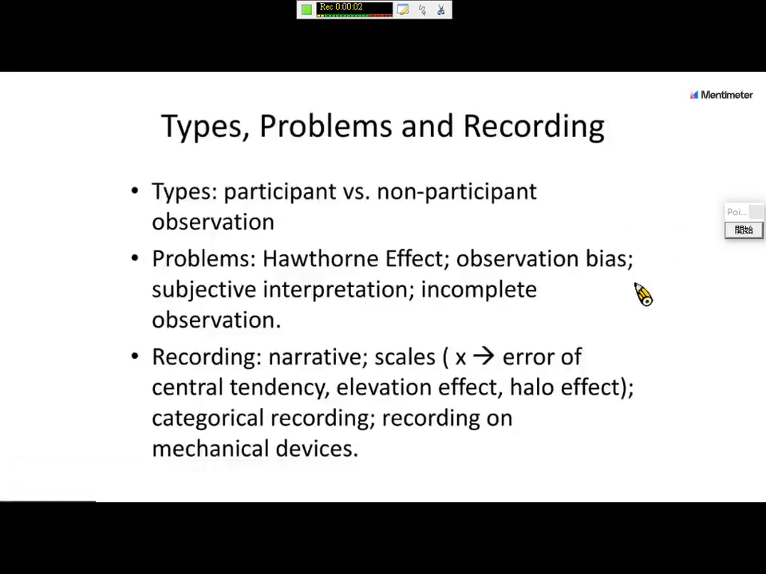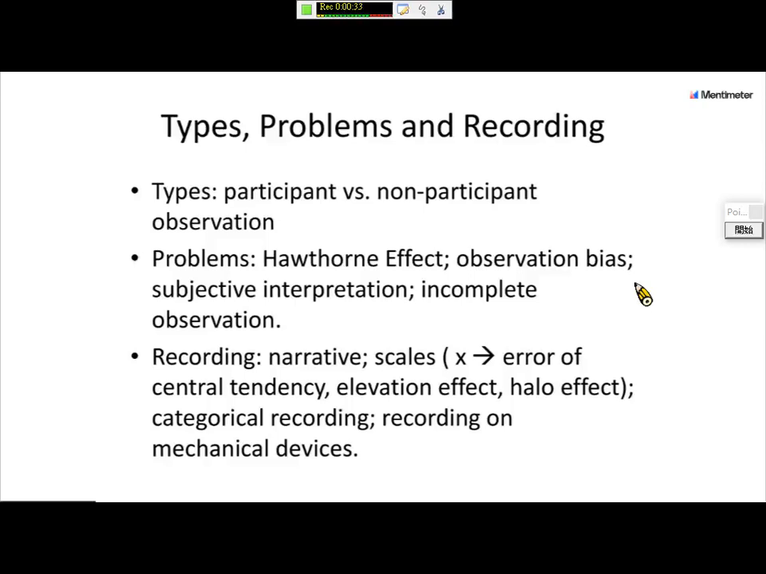There are some other different types and different problems or recording methods for us to consider with observations. We know that there are two major kinds. One is participant, the other one is non-participant observation, right? When you are an observer inside the setting for observation, then you are conducting a participant observation. If you are not, you are conducting non-participant observation.